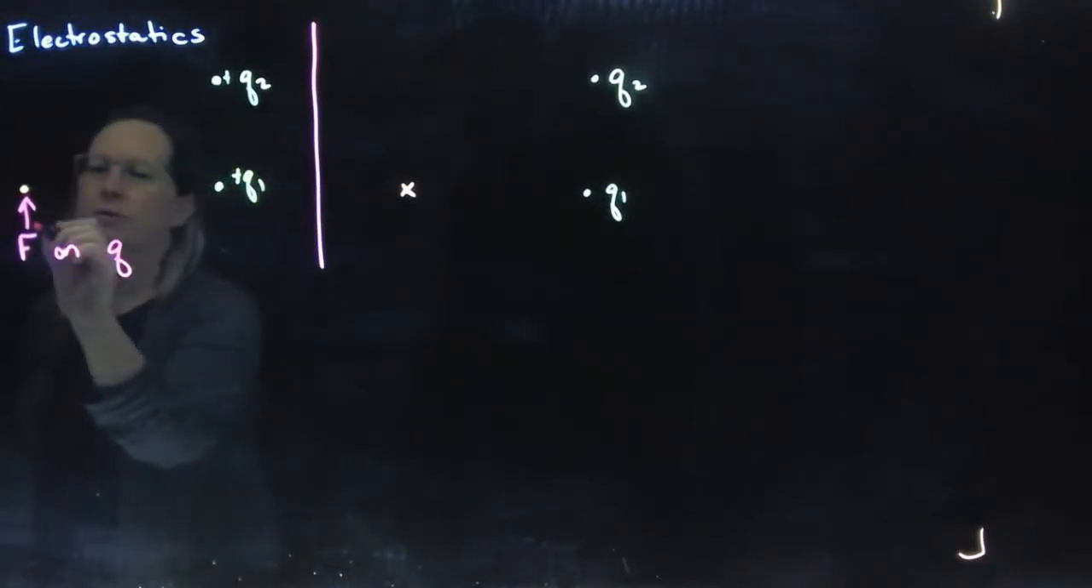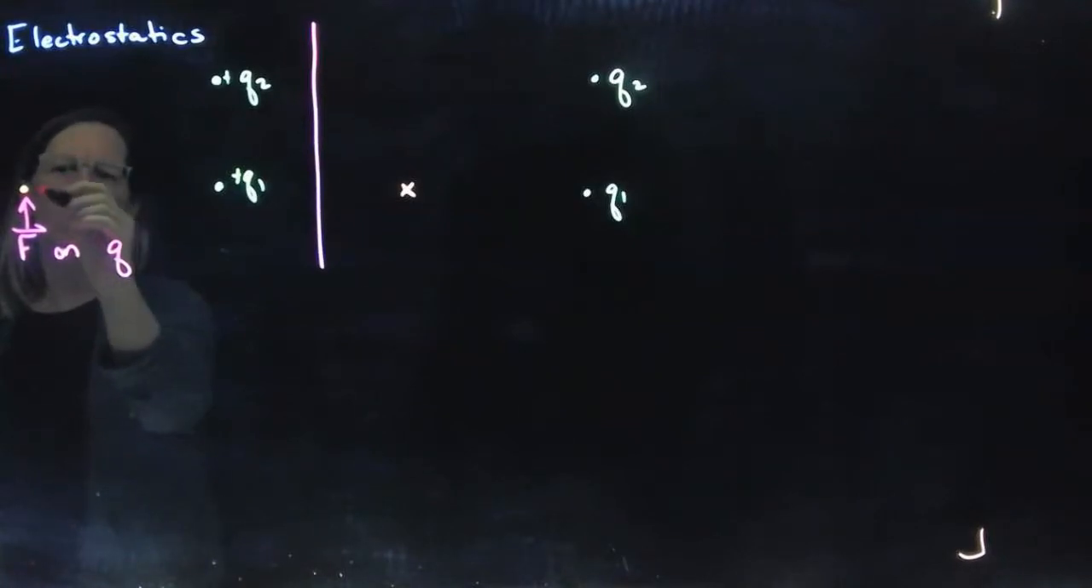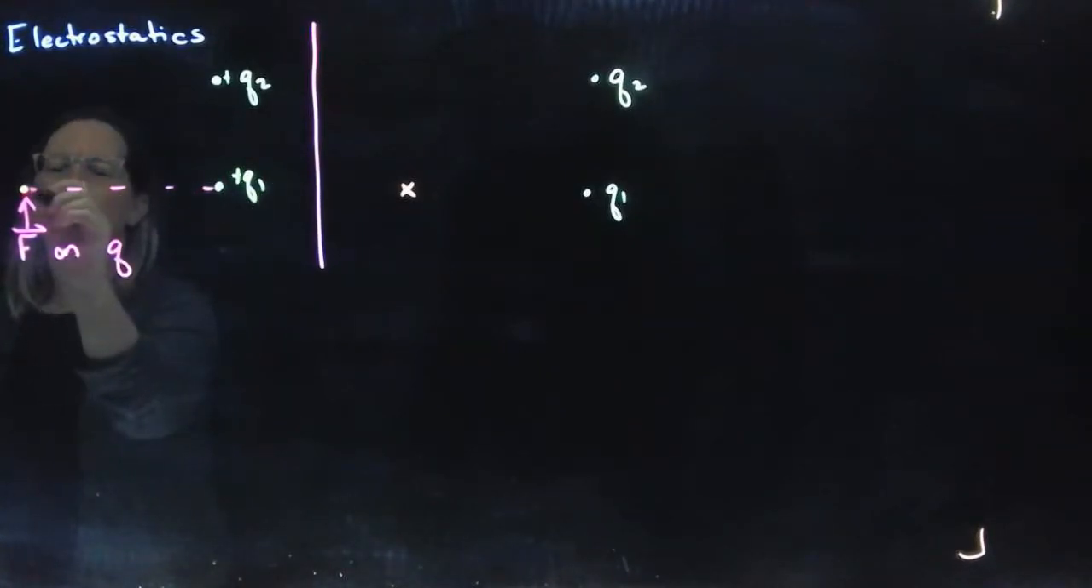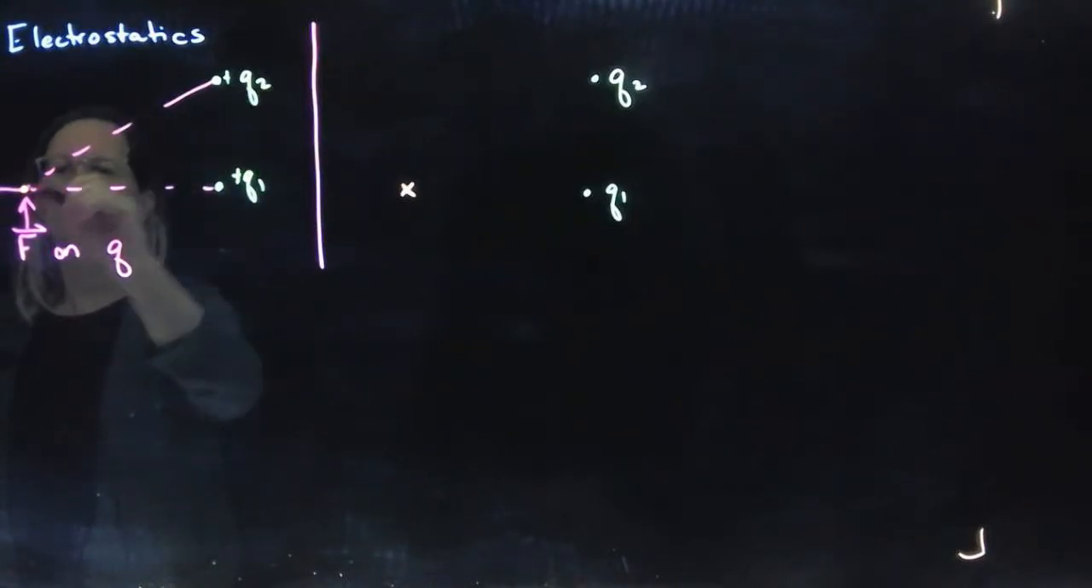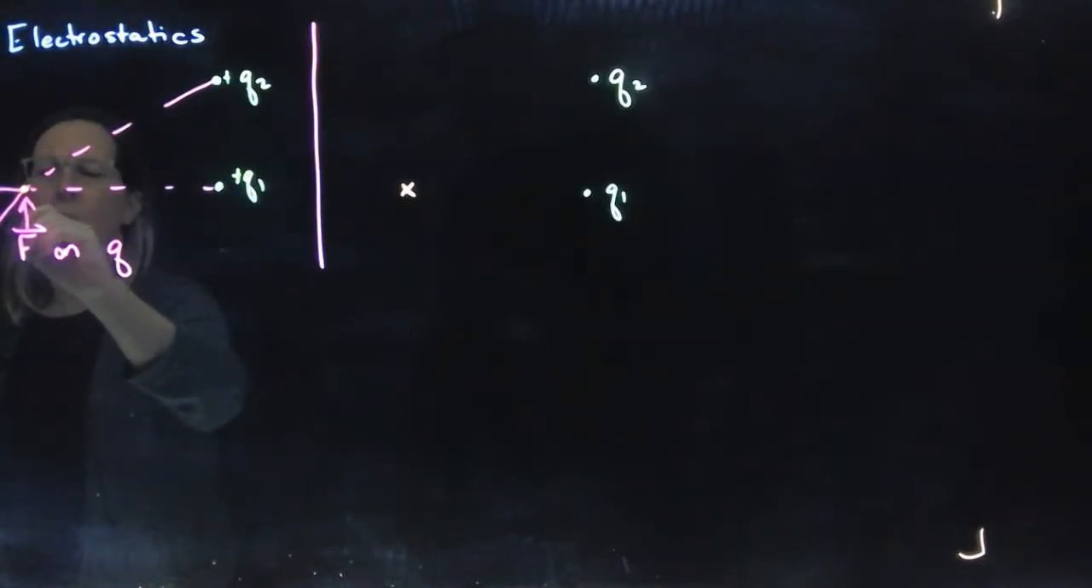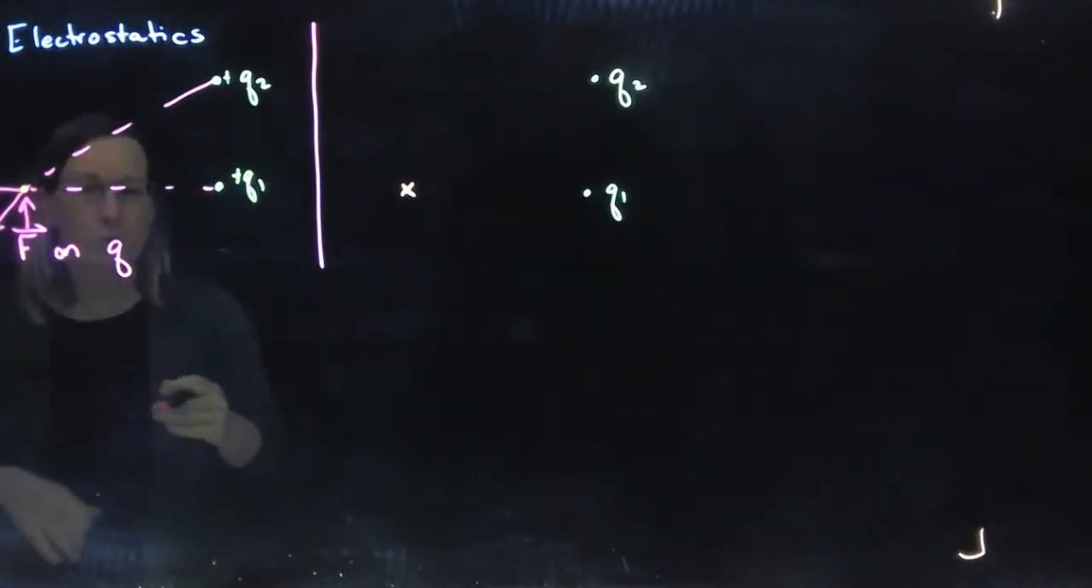And that's a vector, right? And so this would be pointed like this. That would be the force from 1, and then the force from 2 would go down this way. And I don't know which one would be bigger.